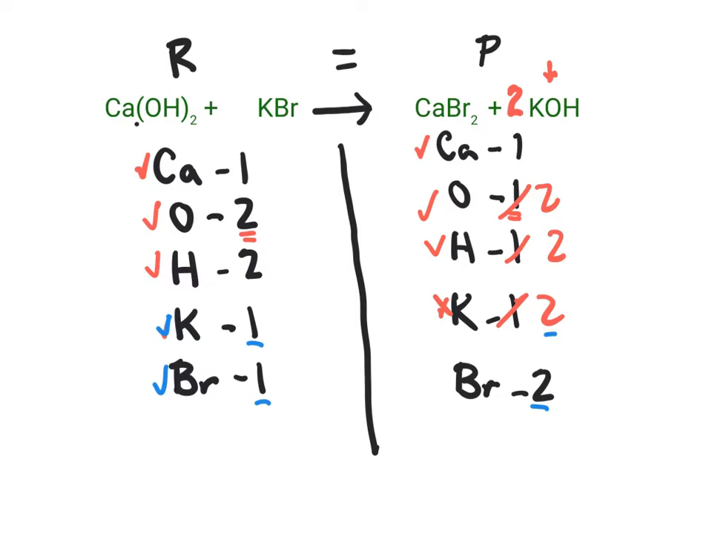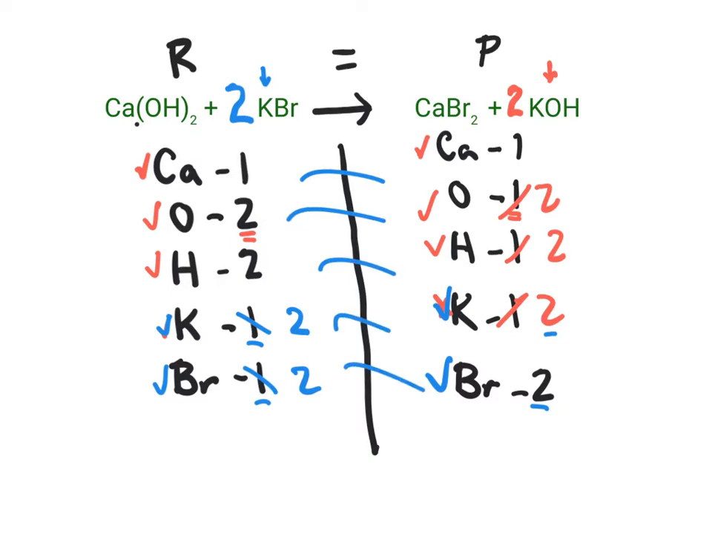I've just got to multiply it by 2. So we'll start with K. We find where the K is. It's right there. I can put a coefficient of 2 in front of it. Remember, you cannot add subscripts. You can only add coefficients. And K, when I multiply it out, becomes a 2. Bromine becomes a 2. And suddenly, all these numbers are even. 1, 2, 1, 2, 2, 2, 2. And the reaction is balanced.